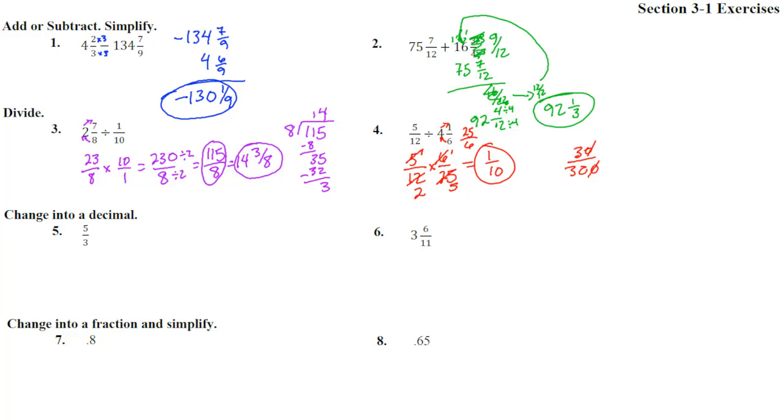Okay, number 5. We are changing into a decimal, which means we have to do that division. So 5/3, that is 5 divided by 3. So 3 goes into 5 once. 1 times 3 is 3. Subtract and we get a 2. So notice we could have written it as 1 2/3. That's not a decimal, but that's a mixed number. So we know it's going to be 1 point something.